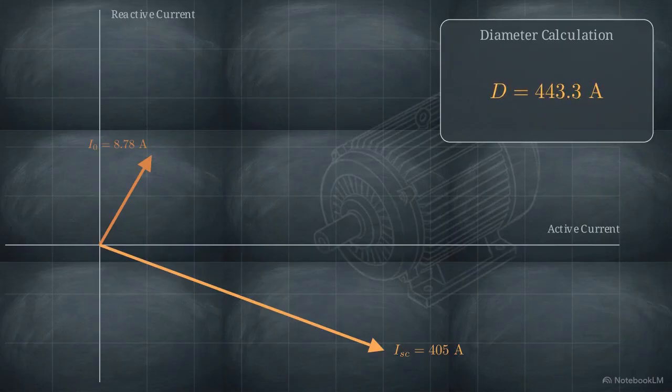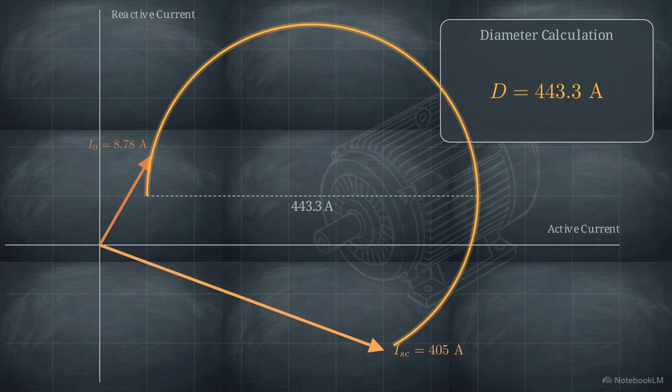Applying that formula to this motor yields a geometric diameter of 443.3 amps. We strike an arc with this dimension perfectly through our anchor vectors. This establishes the governing law of the Heyland diagram. Every possible steady-state operating condition this motor will ever experience exists exclusively as a point along this single curve. Mapping the performance to this geometry solves complex engineering questions instantly, bypassing tedious circuit algebra.